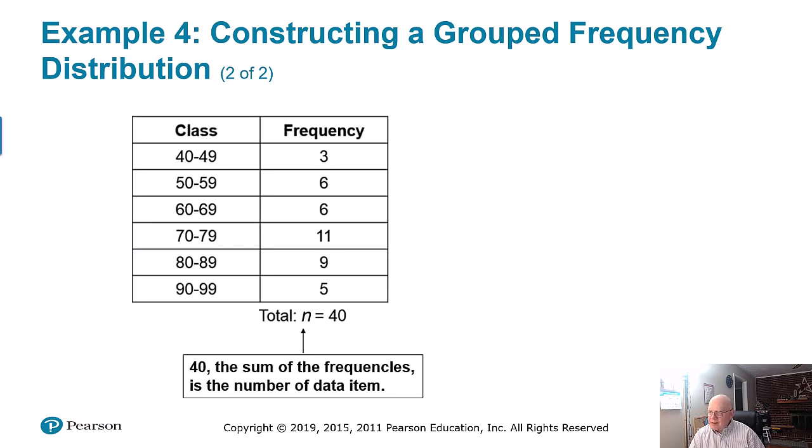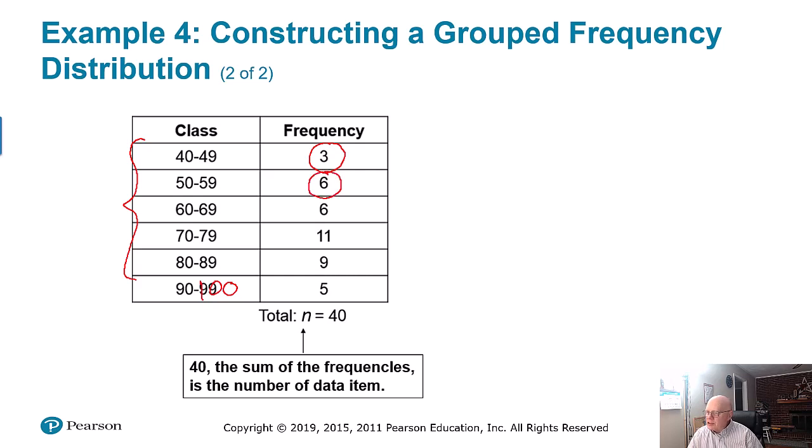So you set up your classes. Your classes are right here. We'll change this to 100. They'll never know, right? And then in each of those classes, you count to see how many of those grades were 40 to 49. Well, if you look back, you can see there are 3 of them. I'm not going back. In 50 to 59, there were 6 students in there, and so on.